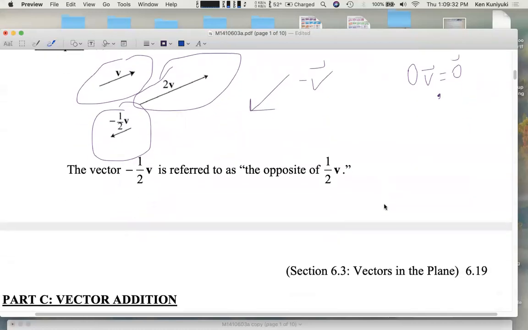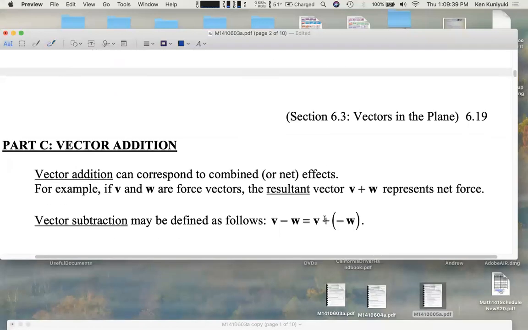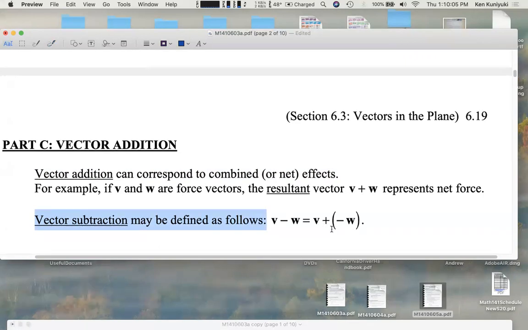All right. How do we add and subtract vectors? Vector addition can correspond to combined or net effects. So for example, if v and w are force vectors, then the sum, called a resultant vector, v plus w, would represent net force, as we'll see. Vector subtraction may be defined as you might suspect. To subtract a vector, you're adding its opposite. That makes sense. That's what we do with real numbers. You add the opposite.